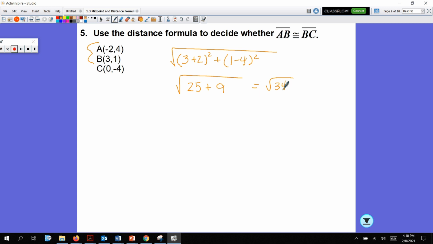So if you're like, oh, let me try to break that down, you're like 2 and 17. Well, they're both prime, there's no pairs, so it does not break down. It is simply the square root of 34.